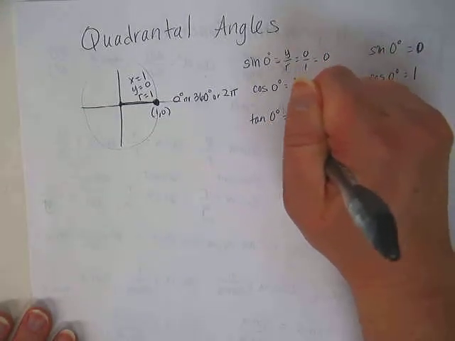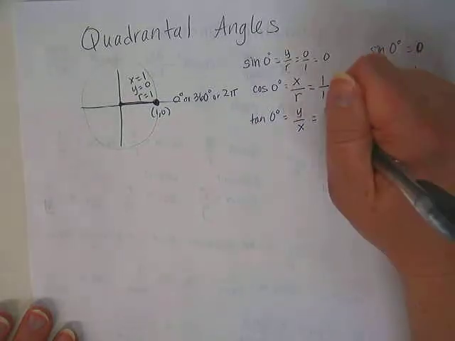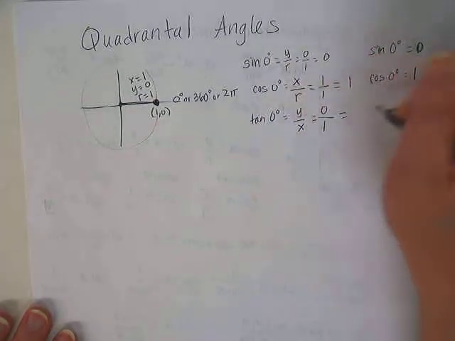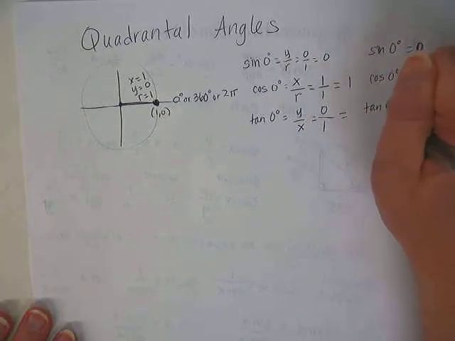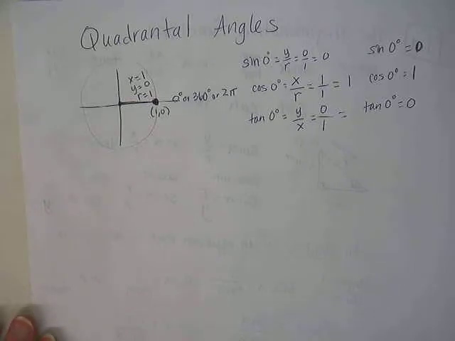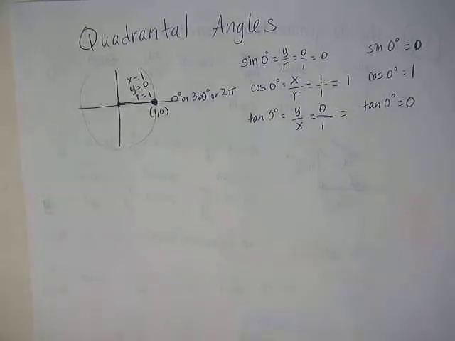What is tangent? So y over x, correct? So what's the y value? 0. What's the x value? 1. So what's tangent of 0? 0. Okay. Earlier today I gave you a little chart that you're going to memorize. Let's look at this chart together.